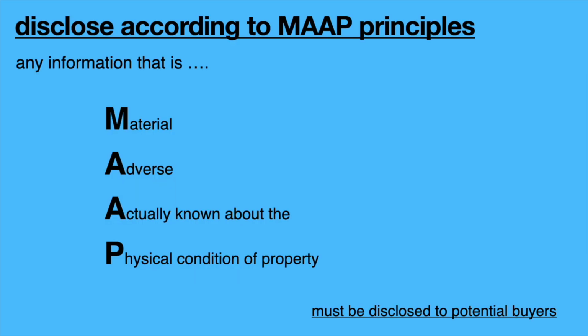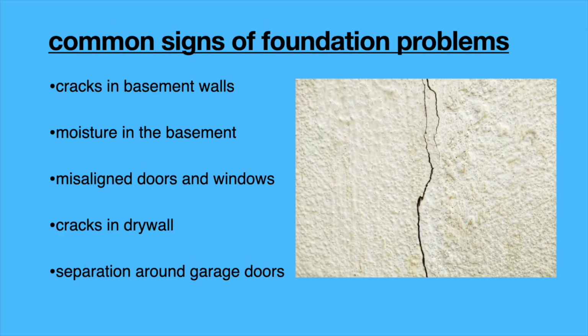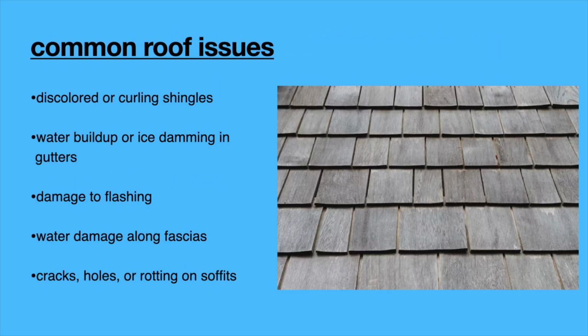Disclose according to MAAP principles. Any information that is material, adverse, and actually known about the physical condition of the property must be disclosed to potential buyers. Common signs of foundation problems include cracks in basement walls, moisture in the basement, misaligned doors and windows, cracks in the drywall, and separation around garage doors.